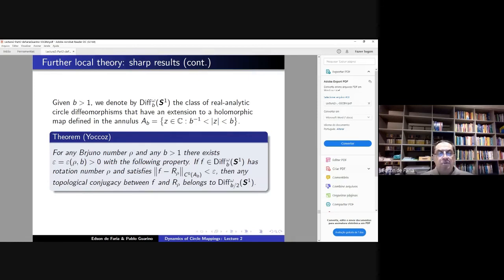If you have a diffeomorphism which is in this class, so repeating, it's defined on the annulus, F has a holomorphic extension to the annulus A sub b, and has rotation number rho, and it's close to the rotation by rho by less than epsilon. So the distance between F and R sub rho is less than epsilon. If you have that, then any topological conjugacy that you take between F and R sub rho is also analytic. It's a diffeomorphism in a smaller annulus.